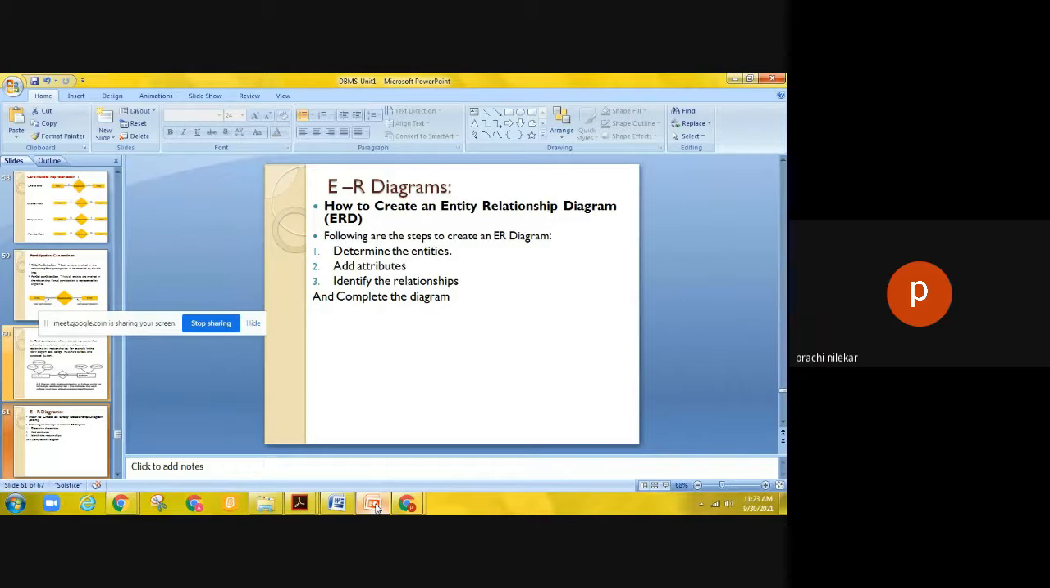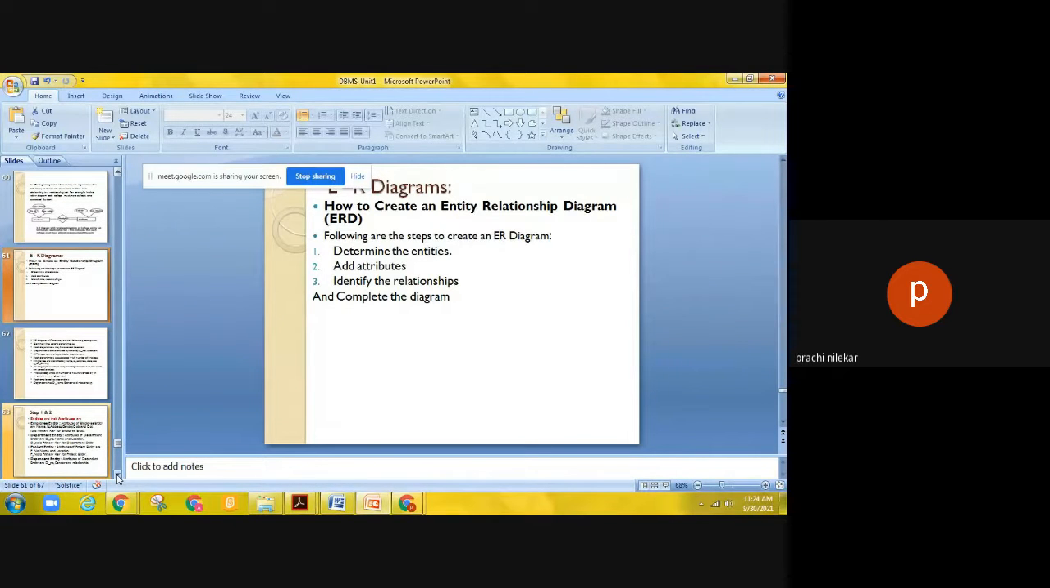Then identify the relationships. What is the association between the two entities? Identify that and complete the diagram. These are the general steps, okay? Is there any doubt?